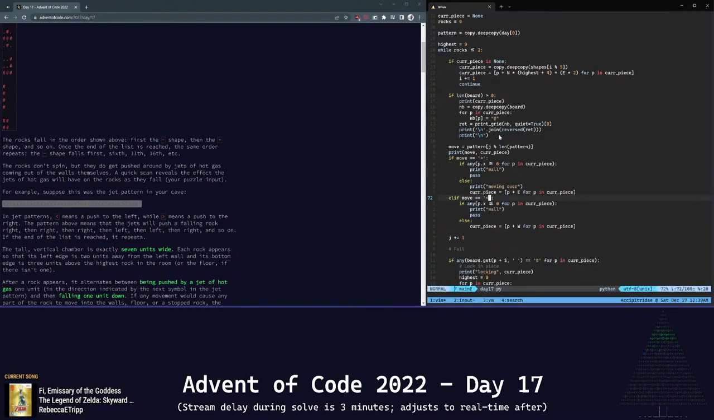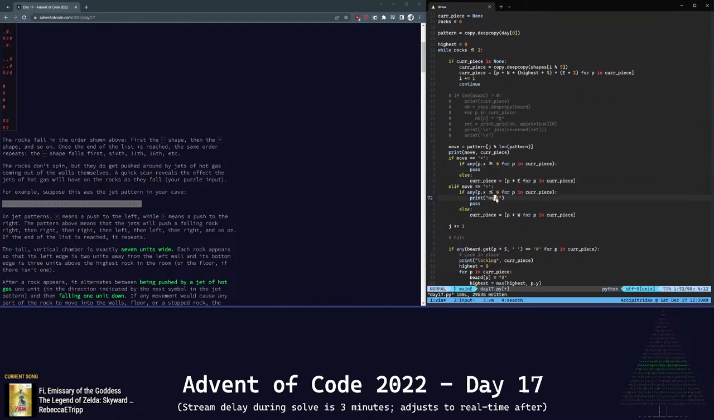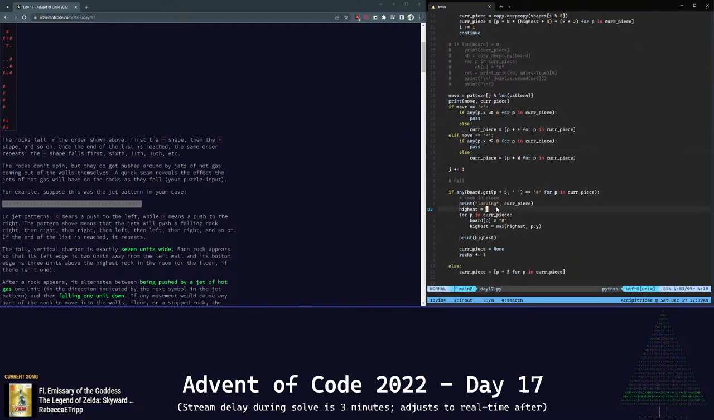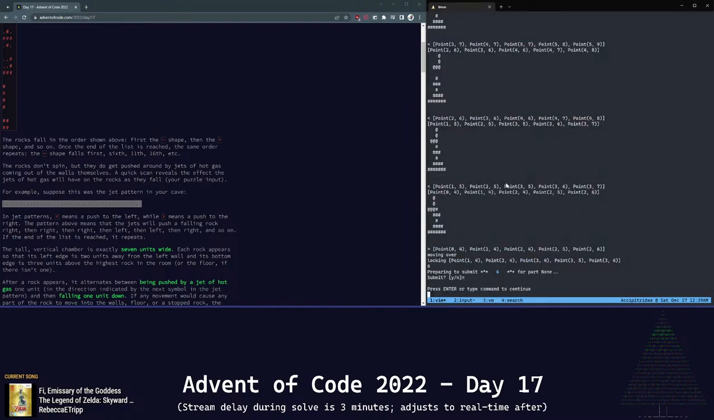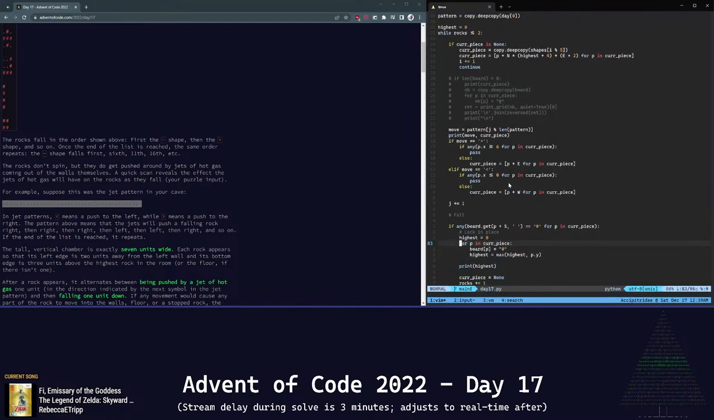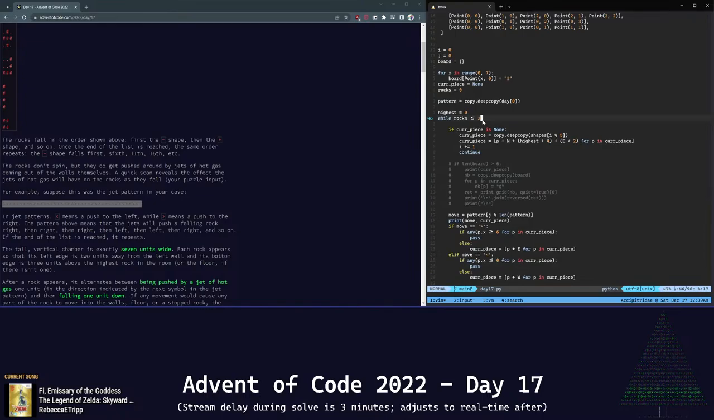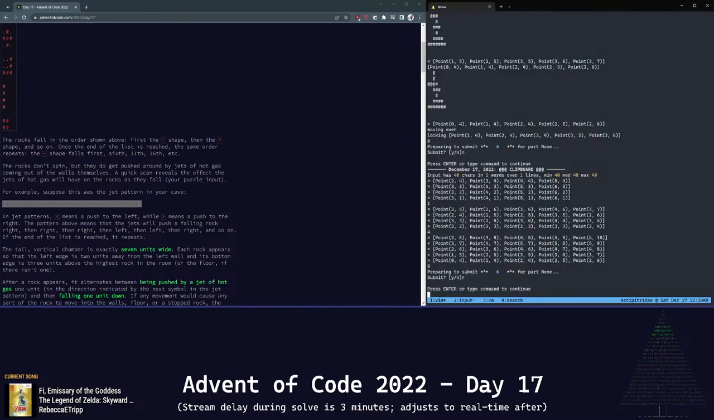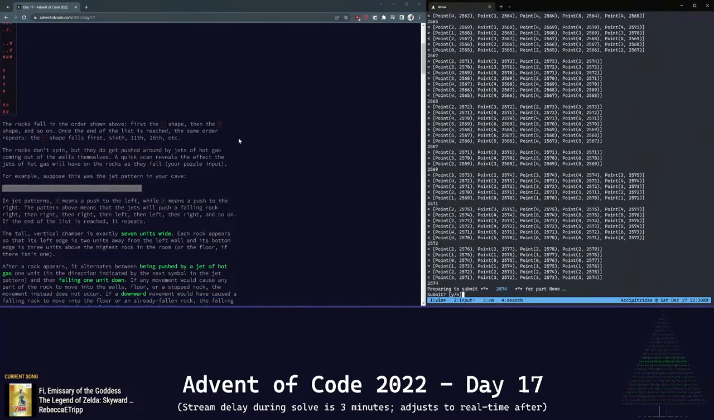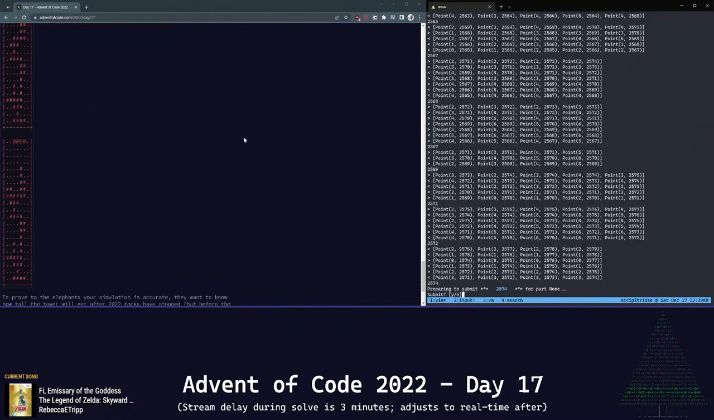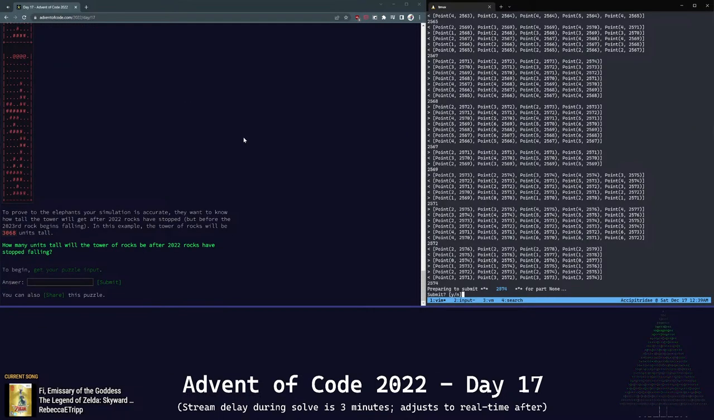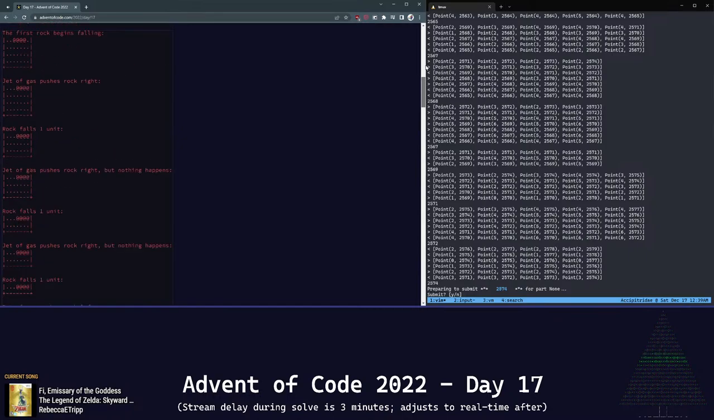God, I just didn't have the stuff on the clipboard properly. Is that what is wrong? Something interrupted my clipboard. 25. Oh. No, not quite right. Okay.